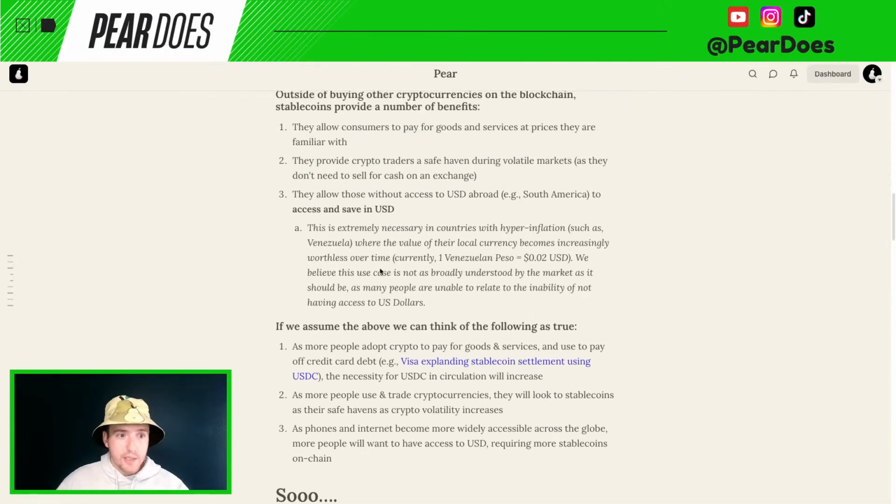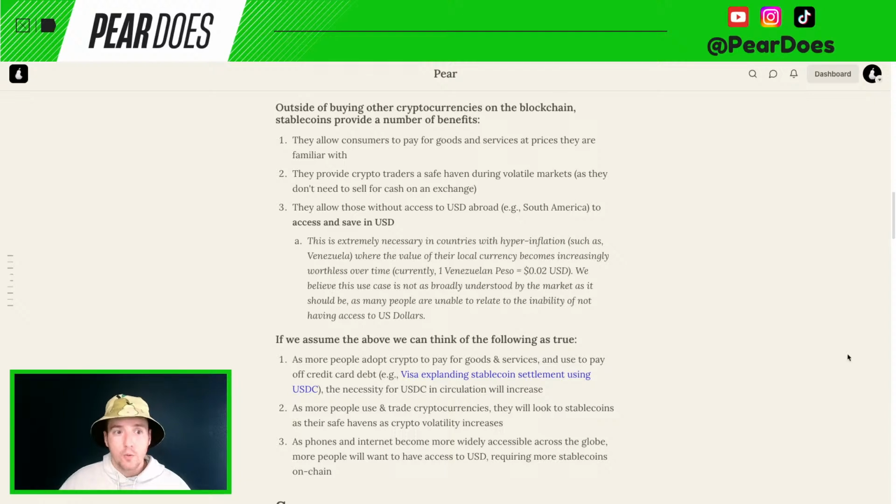So we can simply look at this and say, okay, we know that consumers are going to use this to pay for goods and services. So the more people that use this, the more USDC has to be created. As more people flock to cryptocurrency and begin to trade and speculate, more people are going to want a stablecoin to cash out in. So there's two use cases right there where you can see the increase of USDC.